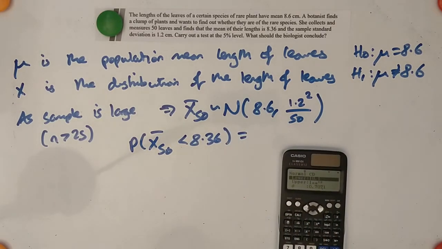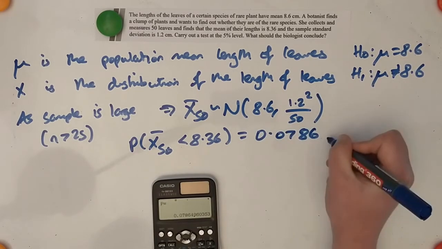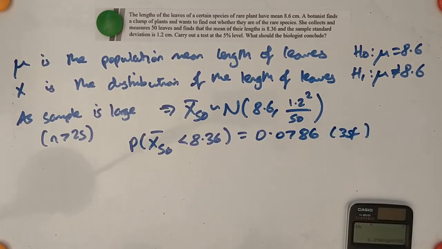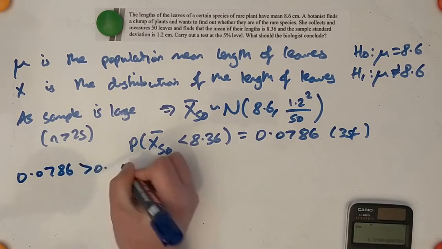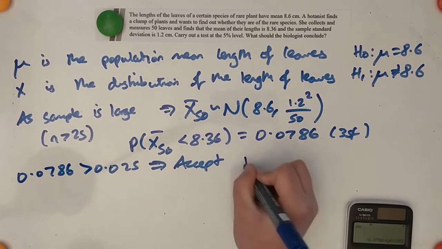So my lower here is a large negative number. My upper is 8.36. My sigma is the square root of 1.2 squared divided by 50. And my mu is 8.6. And I get 0.0786. I compare that to half of my significance level because it's a two-tailed test. So 0.0786 is bigger than 0.025. So I'm accepting H0.